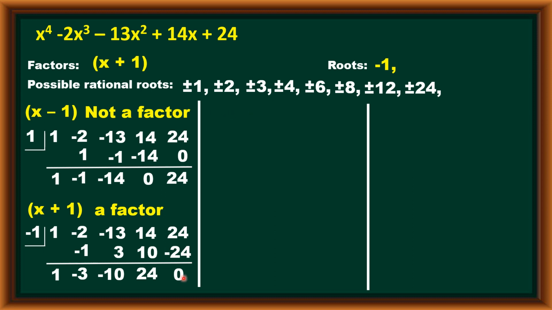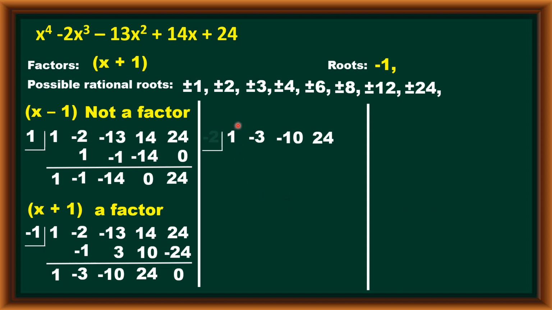Ayan. So, meron na tayong isang factor at tatlo na lang yung hinahanap natin. Pero meron pa tayong 14 na possible na ititest. Okay. Now, with here, since naging 0 na yung ating remainder, pwede natin itong gamitin as our first depressed equation. So, this is 1. Ito yung negative 3. Ito yung negative 10. Ito yung 24. Hindi na natin isasama yung 0. We call it as the first depressed equation.